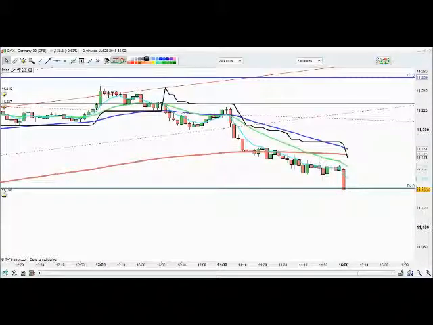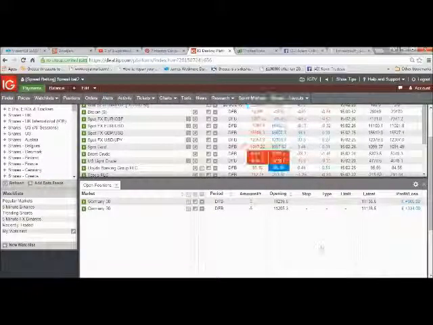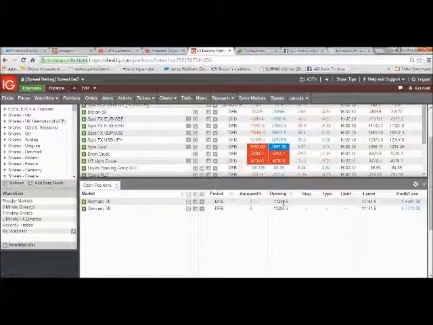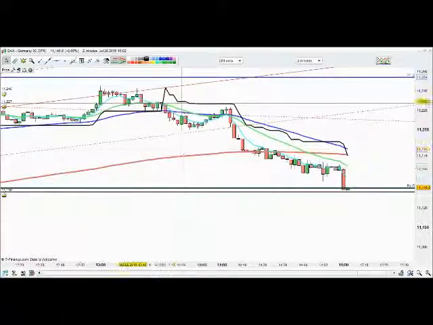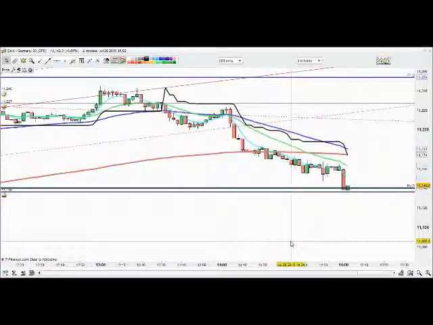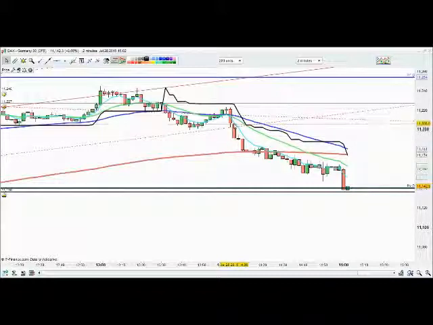Okay, so it's now touched pivot. So this is decision time. What you'll see here is I've got those two trades. One is the one that I made at 11,239, which was up here. So price sold just there, as it fell down from 11,239 to this pivot level. And I also sold at 11,205, just at this level here.